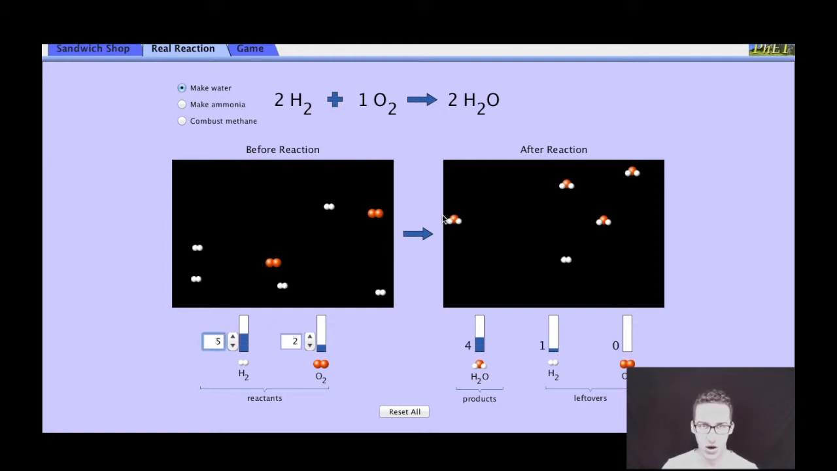Now I could go on and do all sorts of combinations. In this example, I start with 5 molecules of hydrogen and 2 molecules of oxygen, and I make 4 molecules of water, and 1 molecule of hydrogen remains unreacted. You can mess around with this on your own. This PhET simulation is a great one to practice with and better understand the concept of limiting reactants.